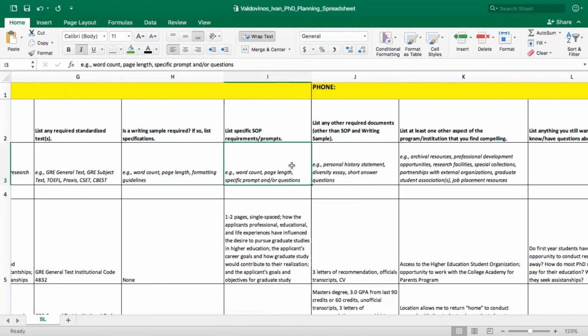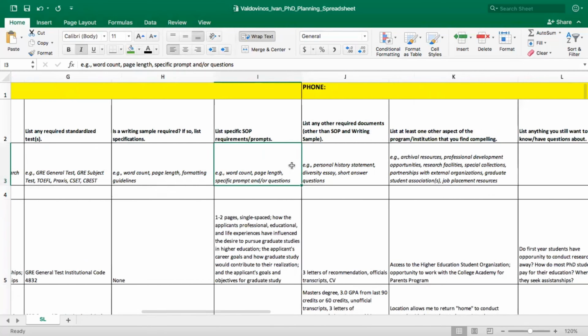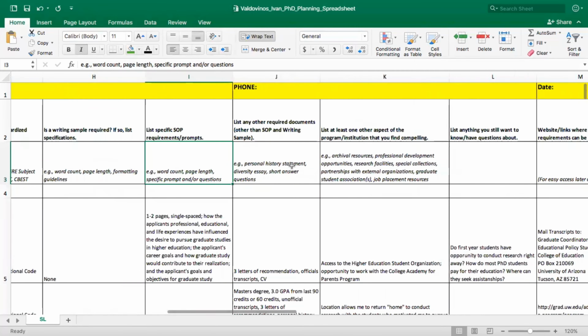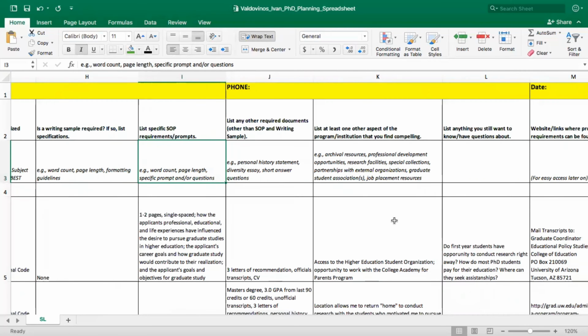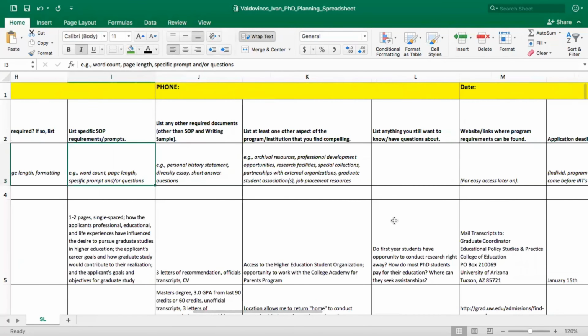Then I also want you to jot down the specific questions or guidelines for the statement of purpose. Write things down such as word count, page length, specific prompts, and/or questions. Then you also want to list any other required documents, like personal history statements or personal statements, diversity essays, short answer questions. What else do they ask you in addition to the statement of purpose and writing sample?